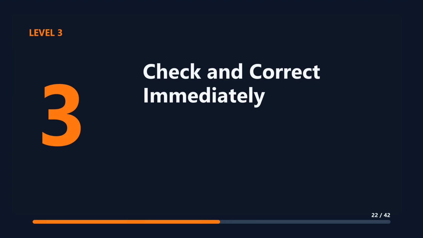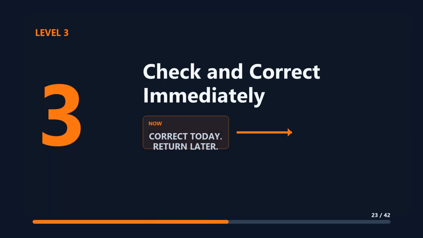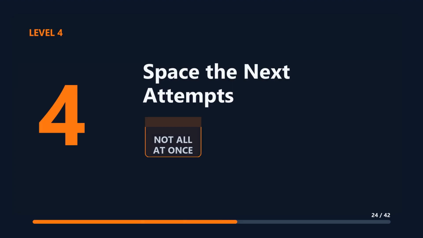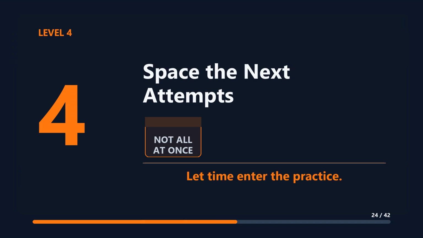Without correction, repeated retrieval can repeat the same confusion. With correction, every attempt becomes more precise than the last. One successful correction is not enough. The next question is when to return so the memory remains available later. Stage 4 is spacing the next attempts. Instead of repeating the same item many times in one sitting, return after time has passed.